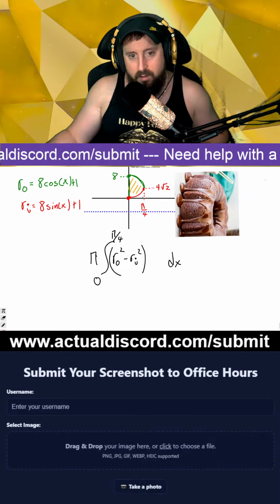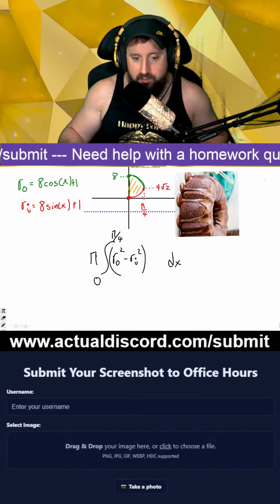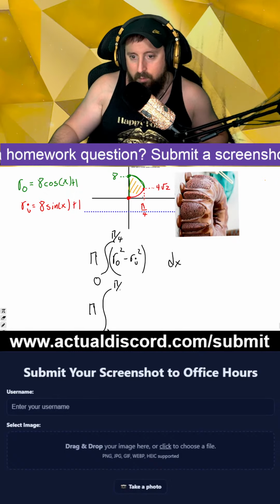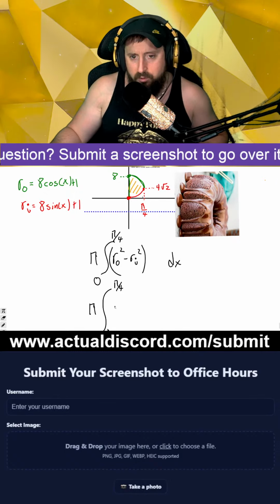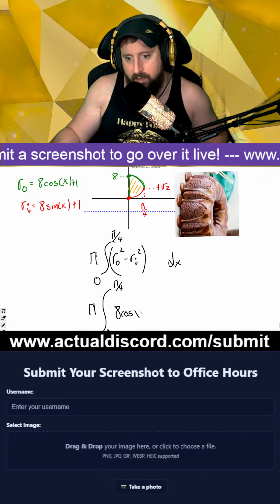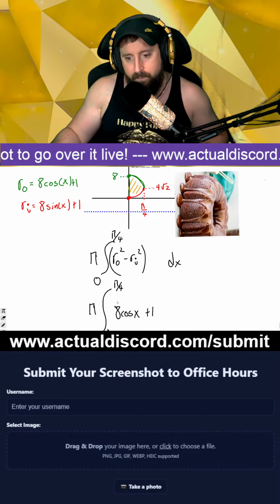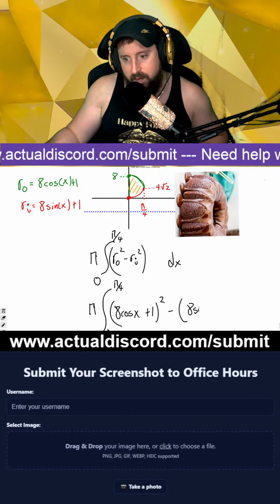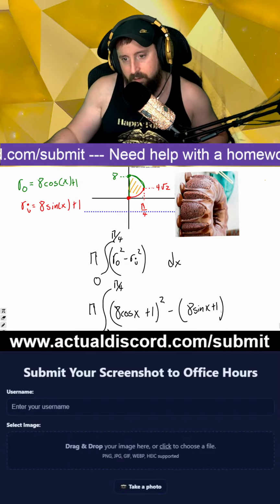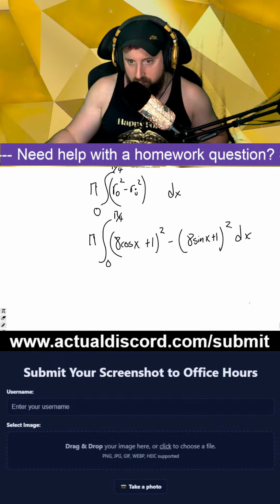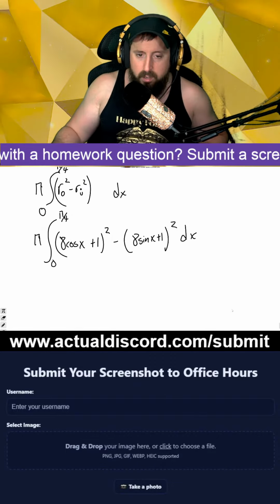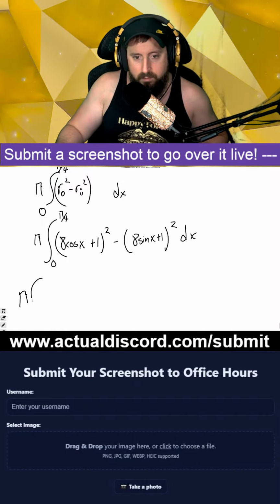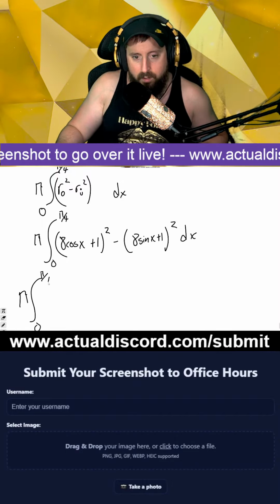All right. So next thing, once this is done, now this is just calculus. I mean, it's all calculus, but now it's just more mechanical. So 0 to pi over 4. So r outer squared is going to be 8 cosine x plus 1 squared. And then we're going to do minus 8 sine of x plus 1 squared dx. Okay. Same stuff. Pi. 0 to pi over 4.